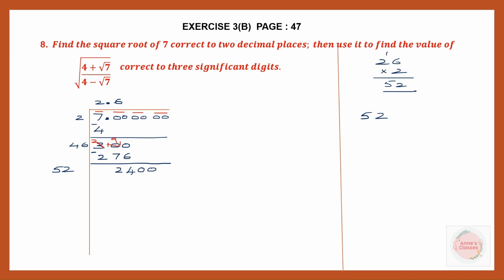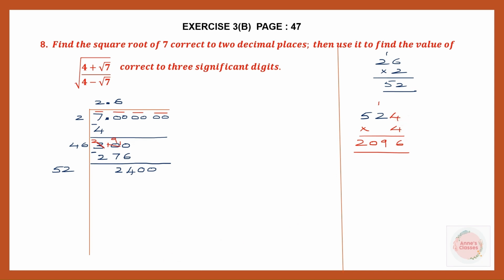So we have 52 here. Now let's try 4 next to this, into 4. So 524 into 4. 4 4s are 16, carry 1. 4 2s are 8 plus 1 is 9. 4 5s are 20. 2096. So let's write it here. That means next to 52 here, we are going to write 4 and multiply it by 4.